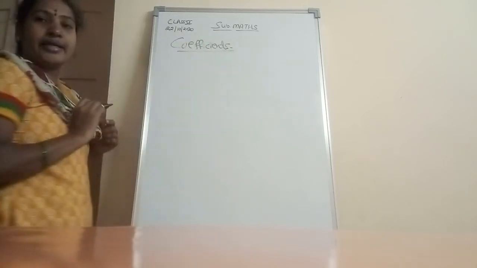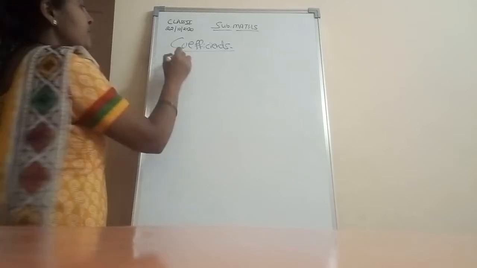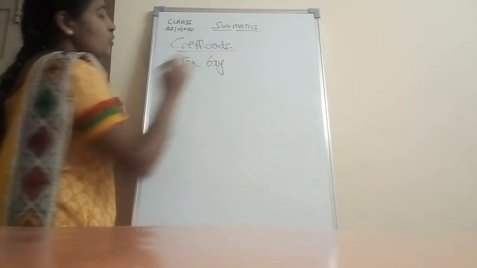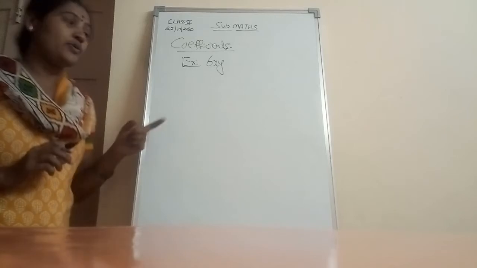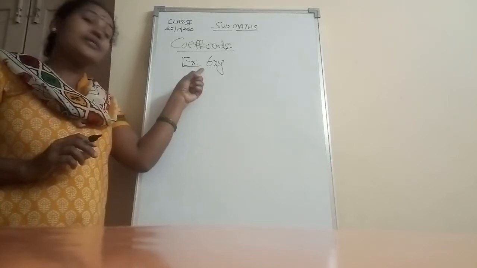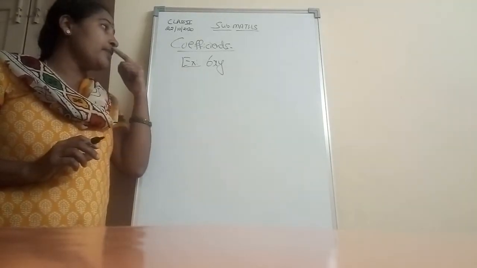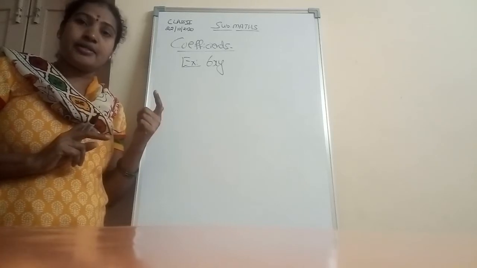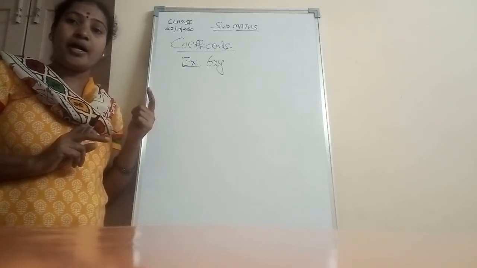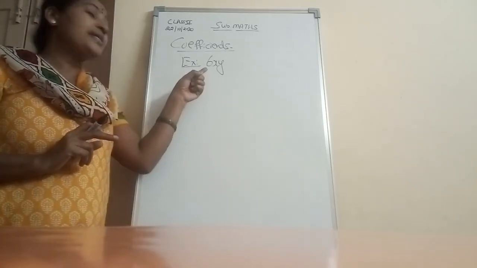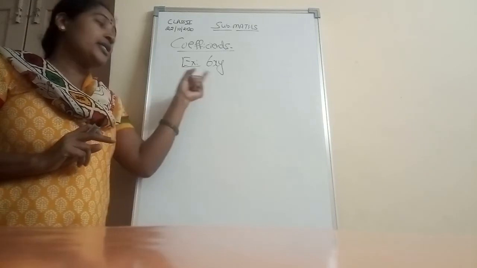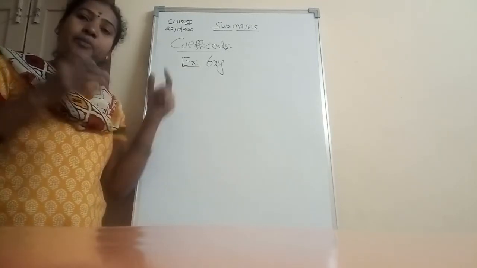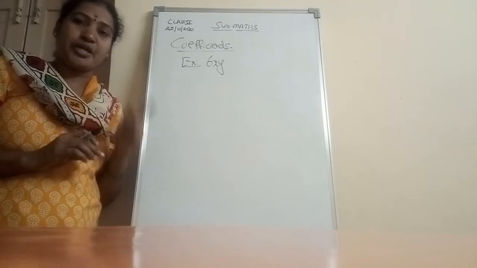To explain this, let me consider one easy example, children. Example: 6xy. They are given in your textbook also, but let me explain once again. 6xy. 6 is a constant now, children. What about xy? Is xy an algebraic term or a numerical term? Algebraic term. Okay, algebraic factor. And 6 is a numerical factor. xy is an algebraic factor. So together they form the algebraic expression.